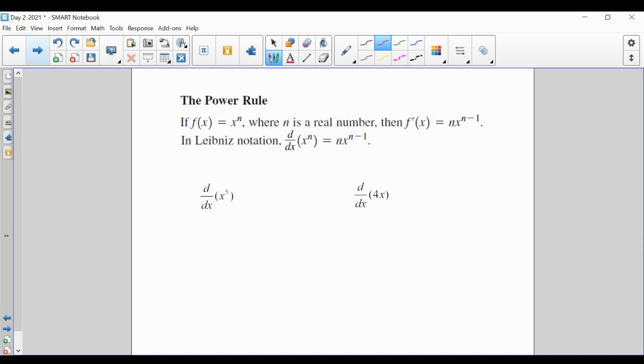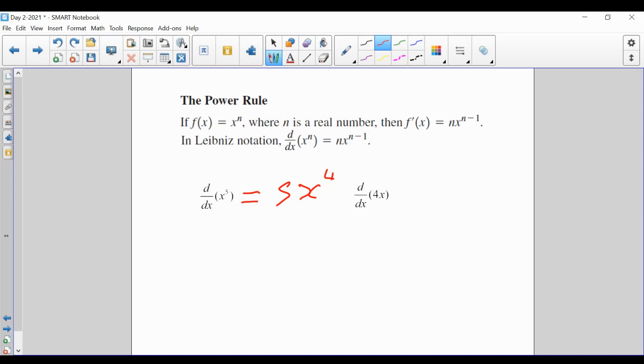Second rule of derivatives is what you just saw me do a while ago. If f of x is equal to x to the power of n, as you can see there, where n is a real number, then the derivative function, f prime of x, is n times x to the n minus 1. Exactly what you just saw me do. So d dx of x to the power of 5 is 5x to the 4. See how simple that is? It's taking that 5 and multiplying it by the front of the function.